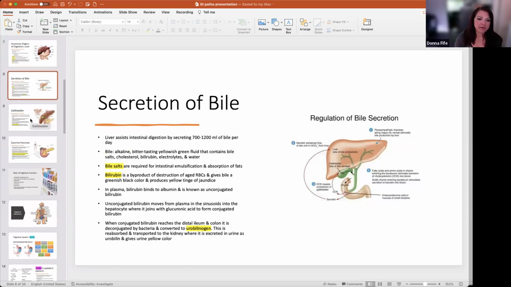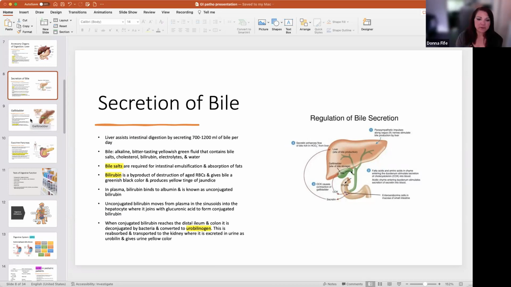And we have the secretion of bile. The liver assists in intestinal digestion by secreting 700 to 1200 milliliters of bile per day. So that bile is helping with the intestinal digestion of food. Bile is alkaline. It's a bitter tasting yellowish green fluid, and it contains bile salts, cholesterol, bilirubin, electrolytes, and water. Bile salts are required for intestinal emulsification and absorption of fats. And bilirubin is the byproduct of destruction of aged RBCs, or red blood cells. This gives bile the greenish black color and produces yellow tinge in jaundice.